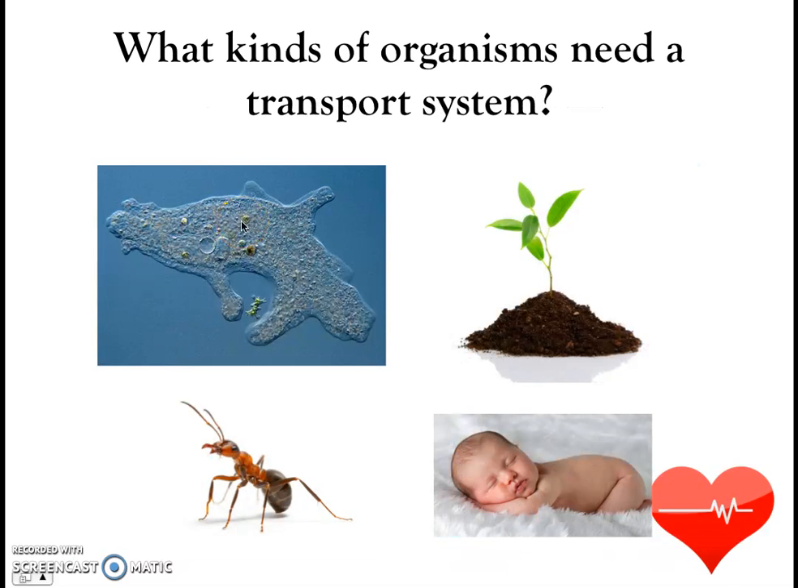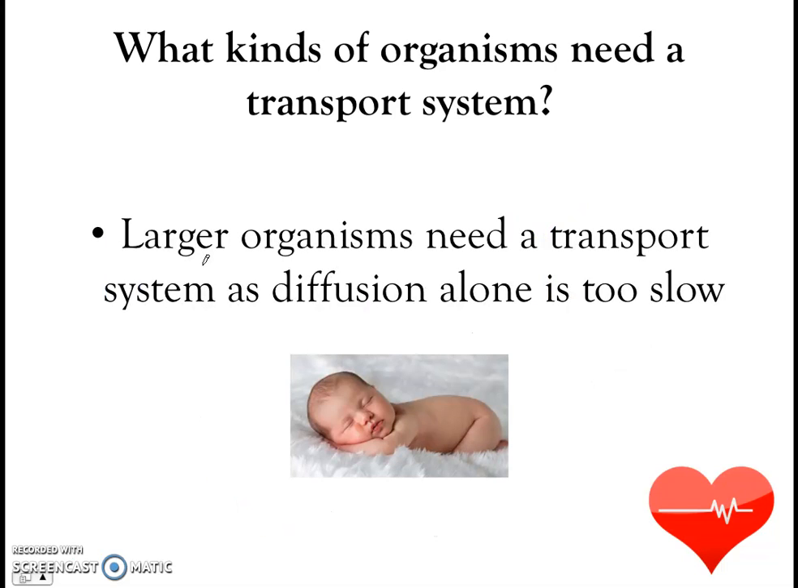So let's start with the basic question of what kinds of organisms need a transport system. Well, in the last chapter, we saw that most plants need a transport system. But how about animals like babies or ants, and also these single-celled, unicellular organisms like an amoeba? Well, it turns out that only larger organisms need a transport system.